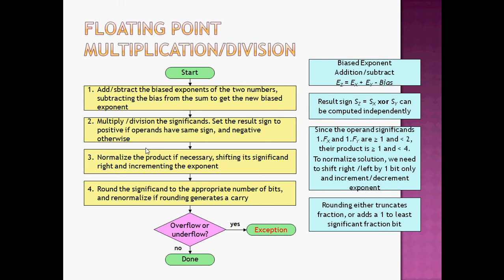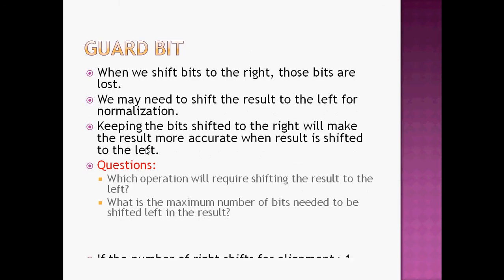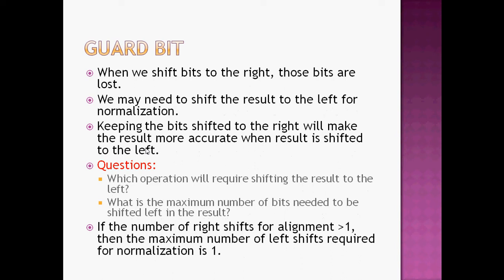Some of the basic notes are: biased exponent addition or subtraction, Ez equals Ex plus Ey minus bias. Result sign Sz equals Sx XOR Sy and can be computed independently. Since the operand significands Fx and Fy are greater than or equal to 1 and less than 2, their product is greater than 1 and less than 4. To normalize the solution, we need to shift right or left by one bit only and increment or decrement the exponent. Rounding either truncates the fraction or adds a 1 to the least significant fraction bit.